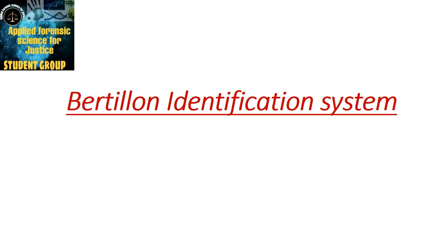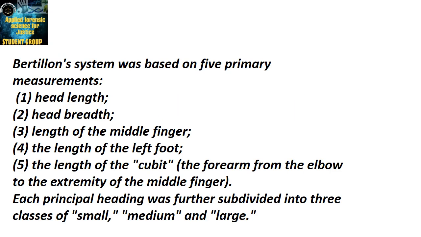Bertillon's identification system. The Bertillon system was based on 5 primary measurements: first, head length; second, head breadth; third, length of the middle finger; fourth, length of the left foot; fifth, length of the cubit. Each principal heading was further subdivided into 3 classes of small, middle, and large. The length of the little finger and eye color was also recorded. The Bertillon system was later overtaken by fingerprinting, but the Bertillon mugshot endures.